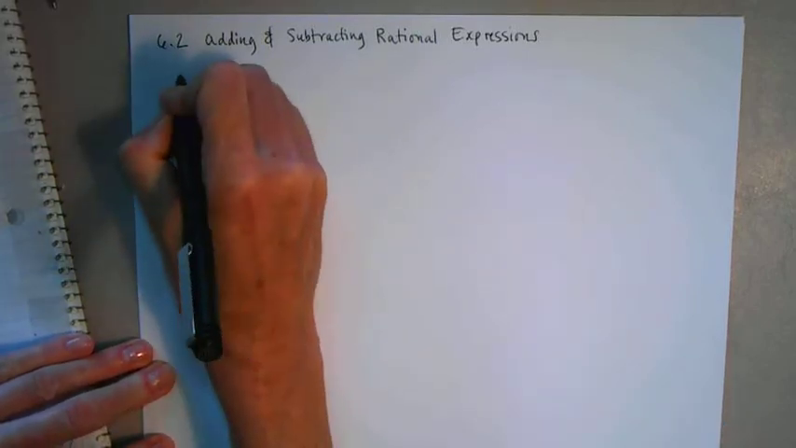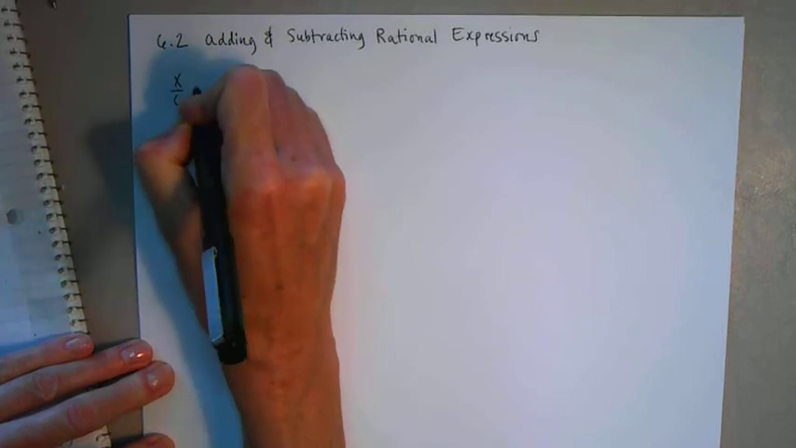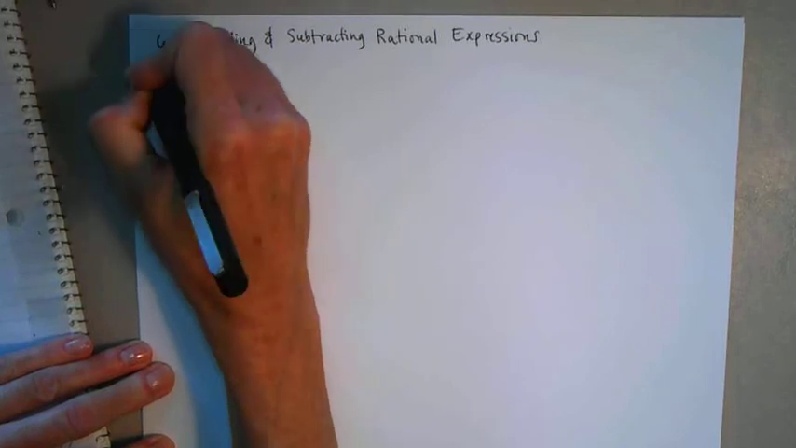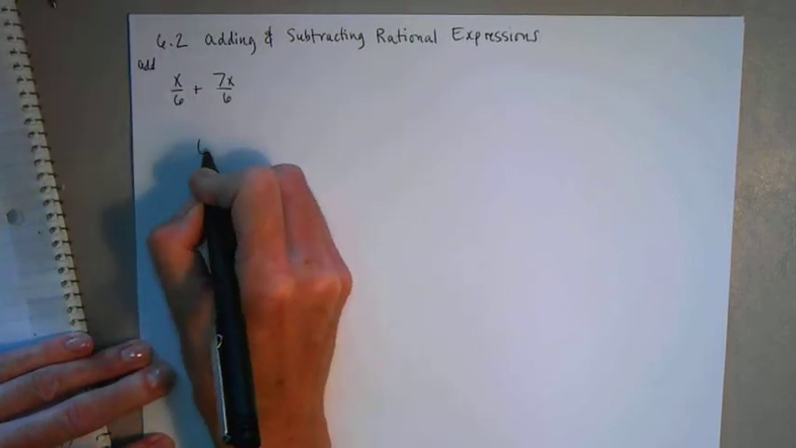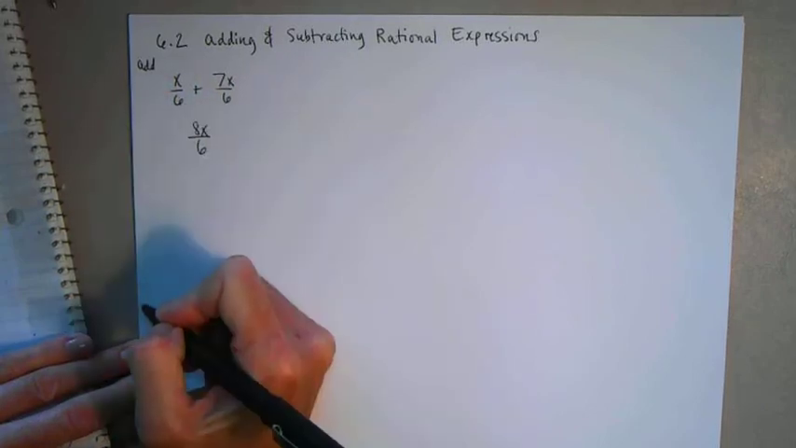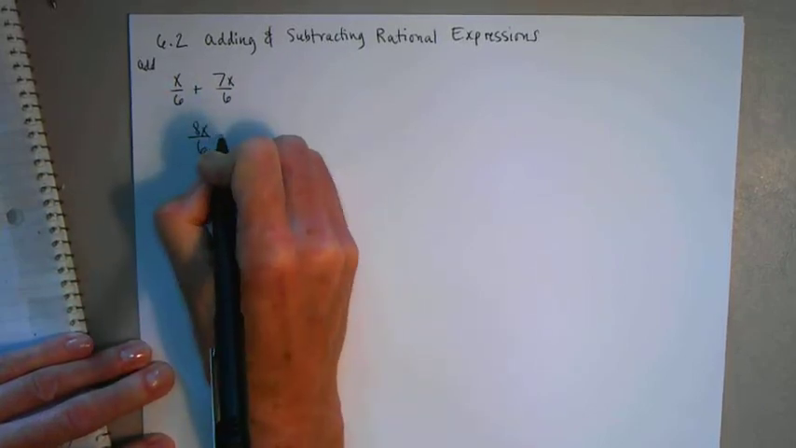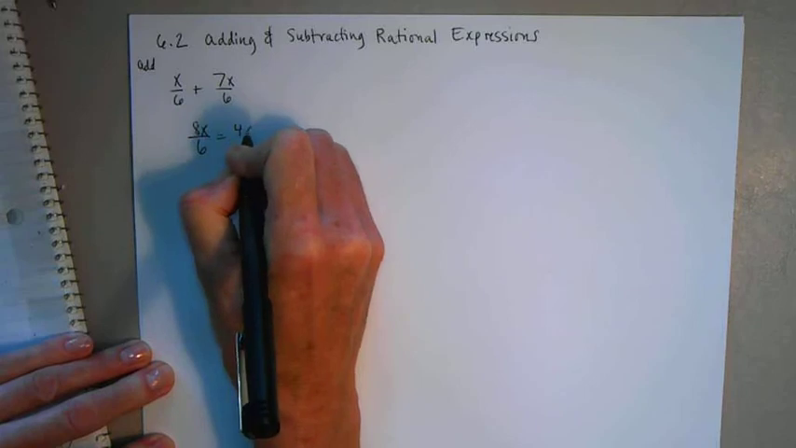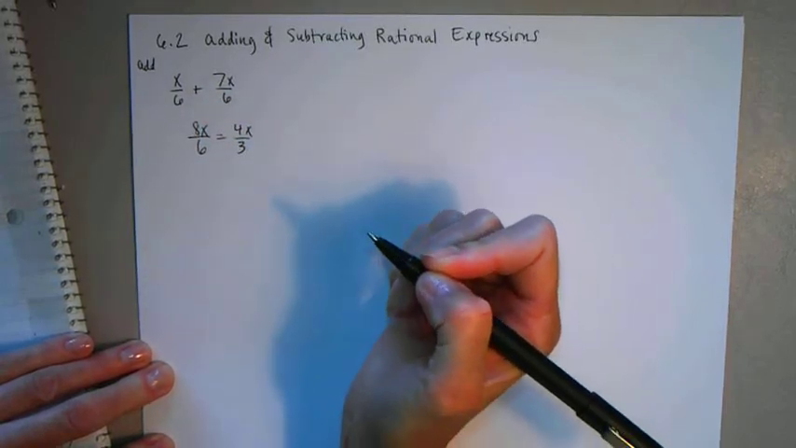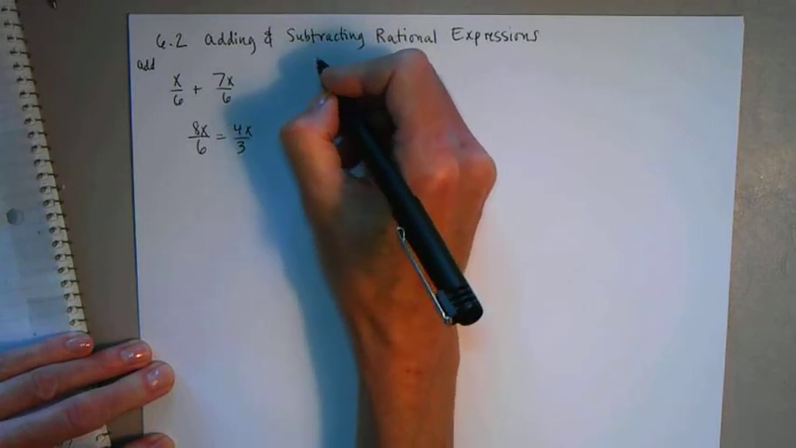So here's an example. It's a rational expression because it has an x in it in the numerator here. But if I were asked, the denominator has to be the same and it stays the same. And then add the numerators, x plus 7x is 8x. And of course they would probably reduce that, so they would have 4x to the third. How about this one?